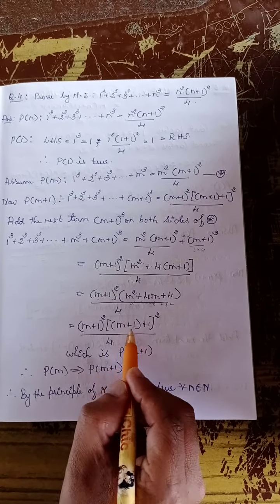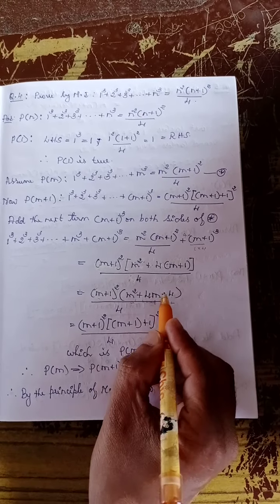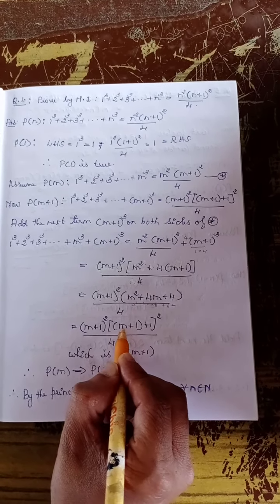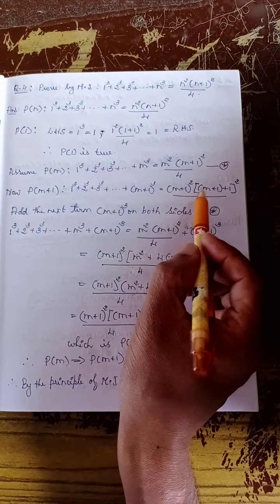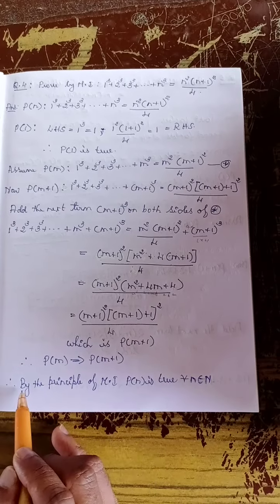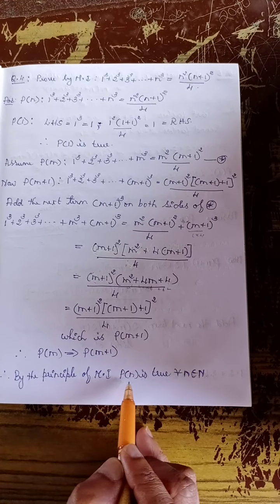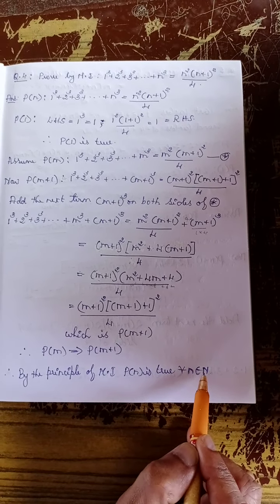Therefore it is a plus b the whole square. So here b square is 2 square, that means b is 2. That can be written as here m plus 1 the whole square, which is the same as P of m plus 1. Therefore P of m implies P of m plus 1. Hence by the principle of mathematical induction, P of n is true for all n belonging to N.